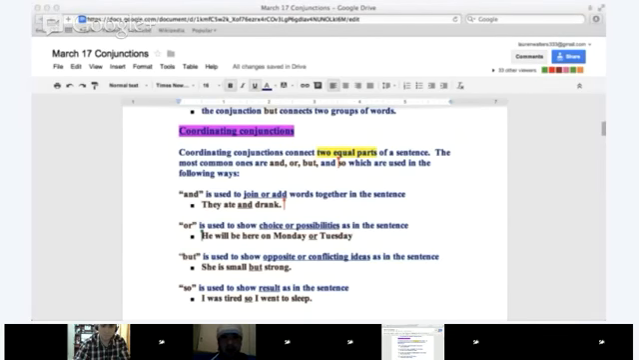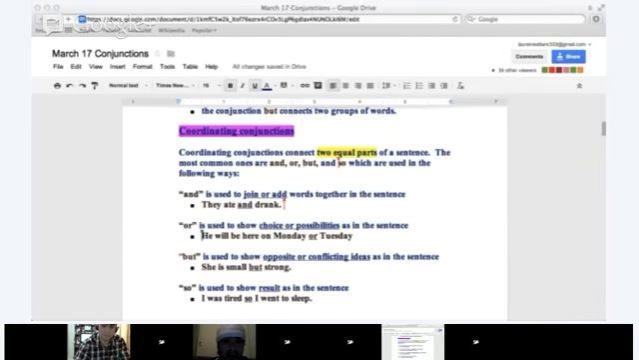Coordinating conjunctions connect two equal parts of a sentence. The most common ones are and, or, but, and so, which are used in the following way. And is used to join or add words together in the sentence. They ate and drank. Or is used to show choice or possibility as in the sentence. He will be here on Monday or Tuesday.